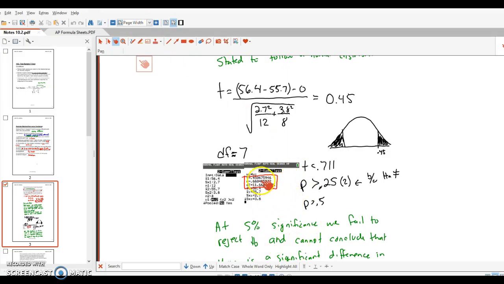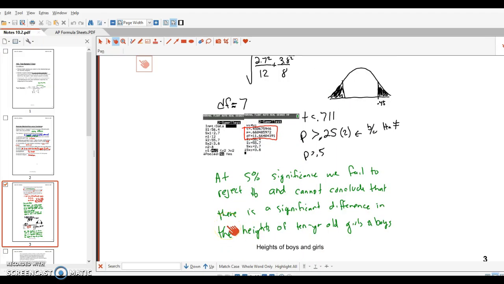Okay, so either way, whether you use the calculator or the formula method, we can make the same conclusion. At 5% significance, we fail to reject the null.